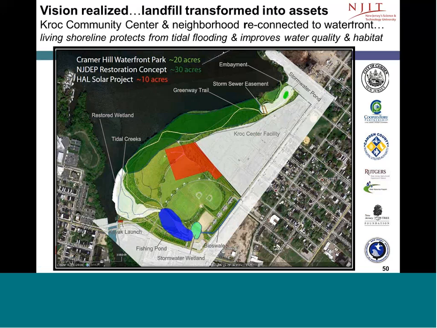And this is an aerial concept of the Harrison Avenue landfill when we finally realize our living shoreline and our landfill closure for a park. And I can get into the details if we have time in the question and answer.